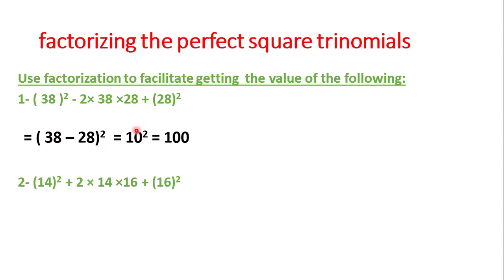So we facilitate the calculation of this problem. Number 2, in the same way, the first term and the third term are perfect squares. The middle term equals 2 times root first times root third. So also this is a perfect square. I can factorize this perfect square as 14 plus 16 all power 2. 14 plus 16 is 30. 30 power 2 is 900. Okay, it's very easy. So we can use factorization to facilitate getting the value of some numerical problems.